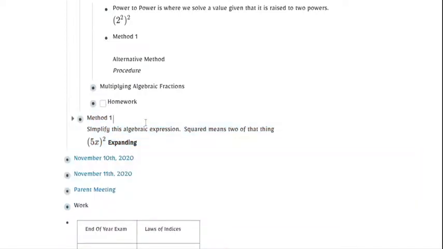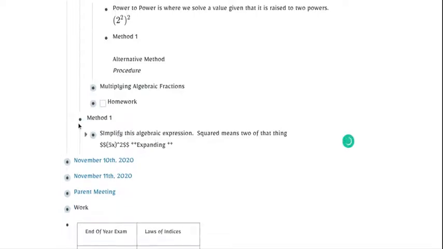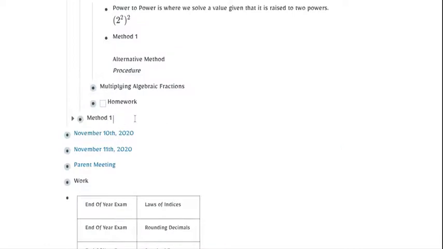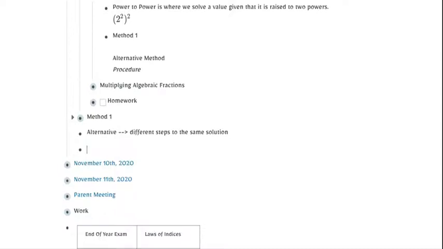All right, excellent. So let's go. What does alternative mean? Alternative basically means different steps to the same solution. Different steps to the same solution. So let's look at this alternative step. It's eerily similar, but there's a key difference.